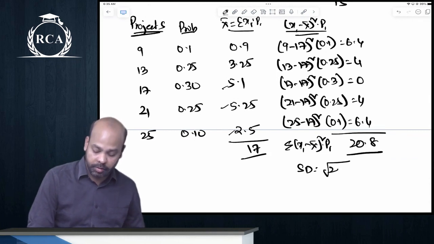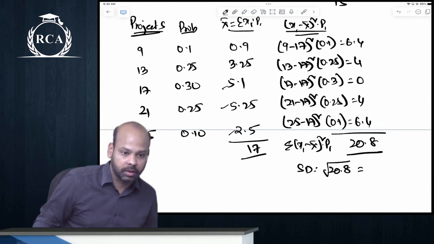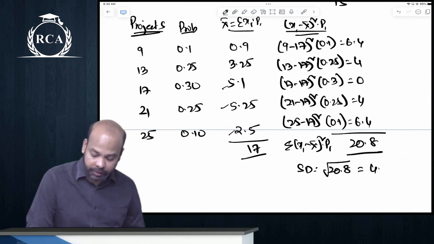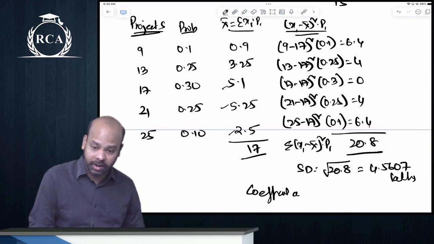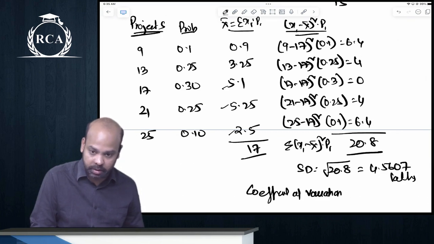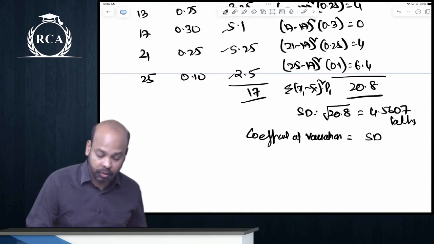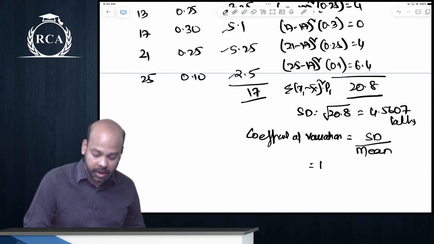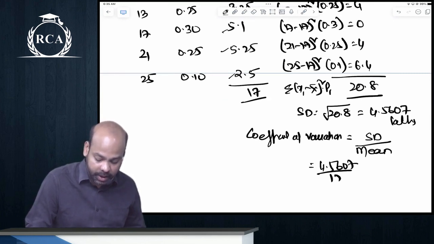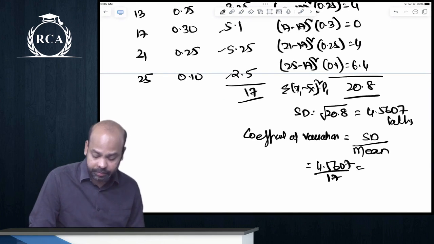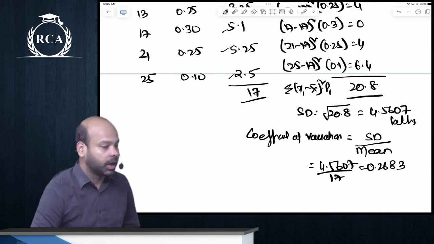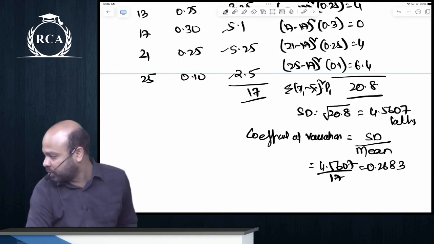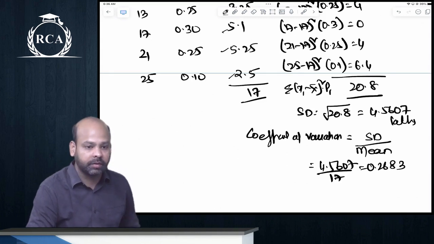Standard deviation will be root over 20.8. How much is that? 4.5607. Coefficient of variation, I keep forgetting again and again. Compulsorily write the unit of measurement for standard deviation. You cannot leave it like that. Coefficient of variation is standard deviation by mean, 4.5607 divided by 17, is 0.2683. That is your coefficient of variation. Standard deviation is 4.5607.